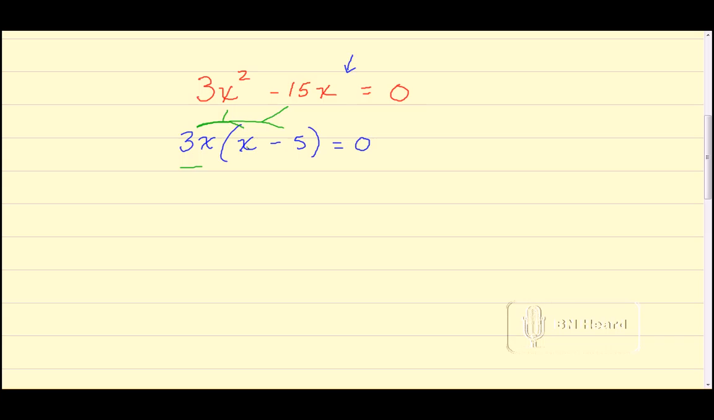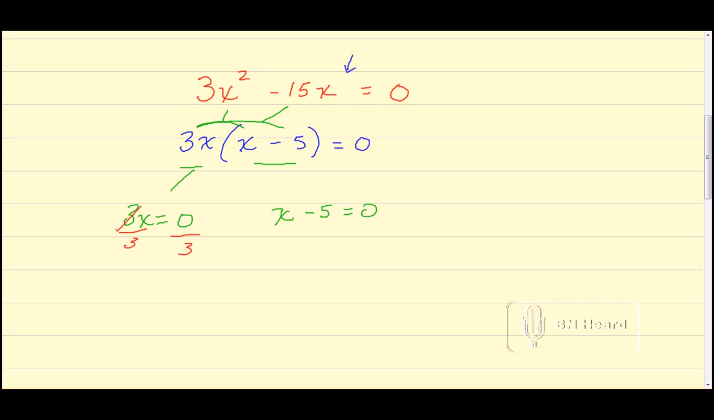So we need to solve both of these for 0. 3x equals 0 and x minus 5 equals 0. We all know that 3 times 0 equals 0, but algebraically we need to divide both sides by 3.